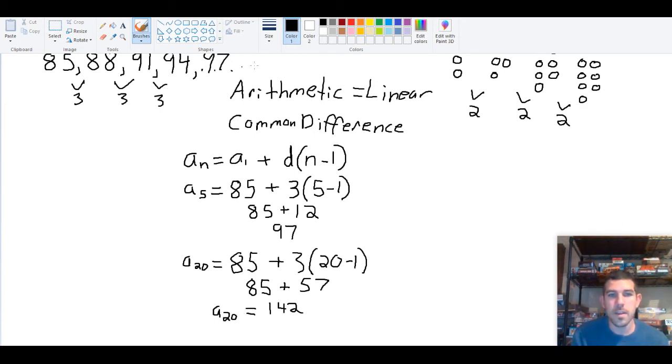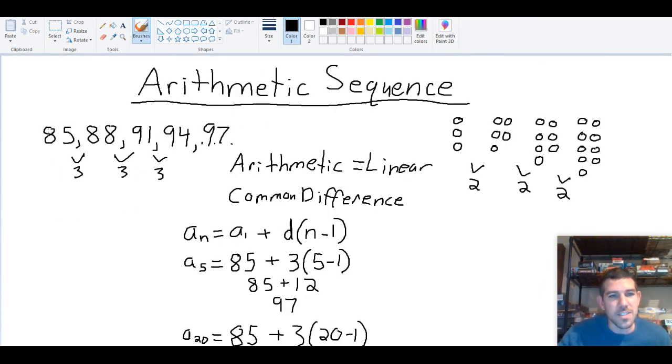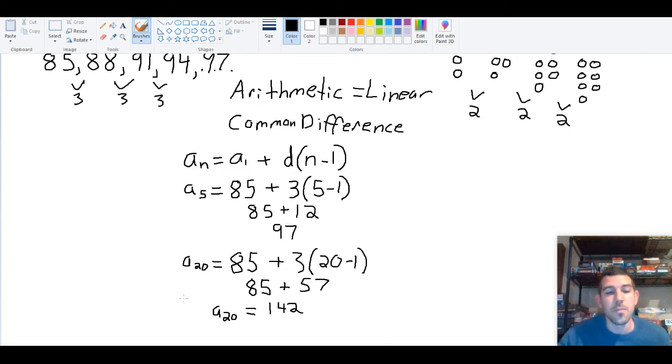If I kept counting, it would have been 142. You can do the math yourself if you want to check and see. But so arithmetic sequences, again, are just a list of numbers, and we use this formula to figure out what future terms are of the sequence. I could do this to figure out the 100th term or even the 1000th term of the sequence.